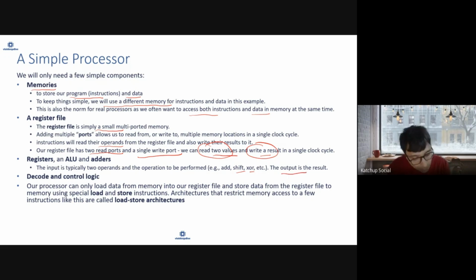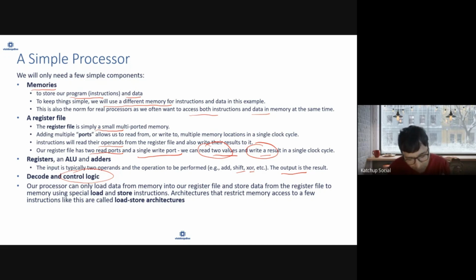Then we'll have decode and control logic. Each assembly-level instruction will be converted into a specific operation to be done, and that is done by your decode and control logic. Control logic is more about things like if you want to do a jump, or if you want to do a loop. Those kinds of things are enabled by control logic.